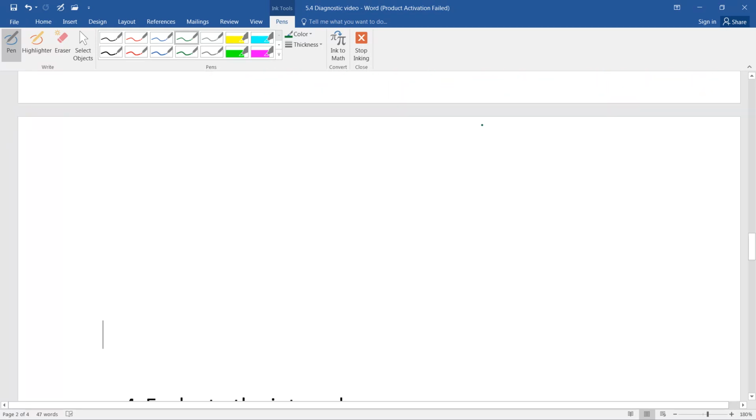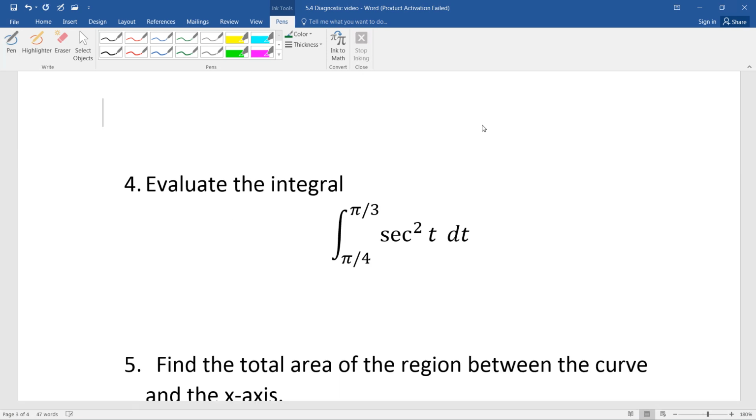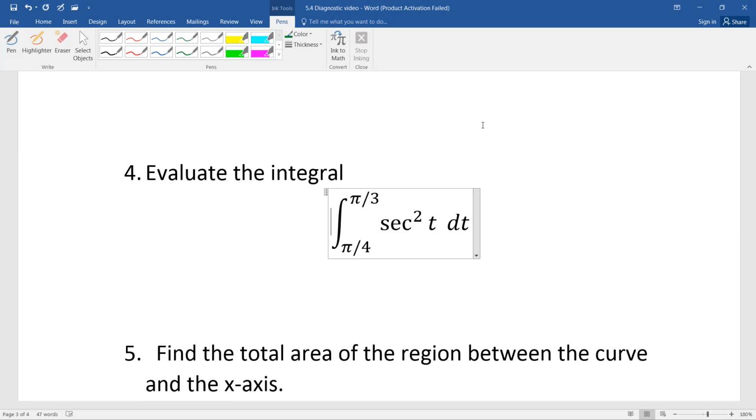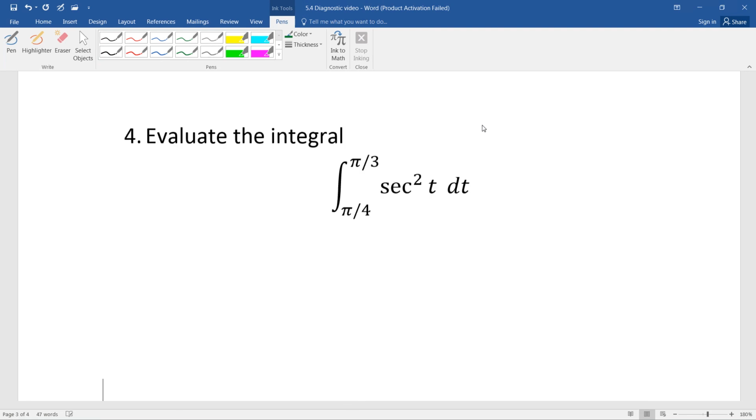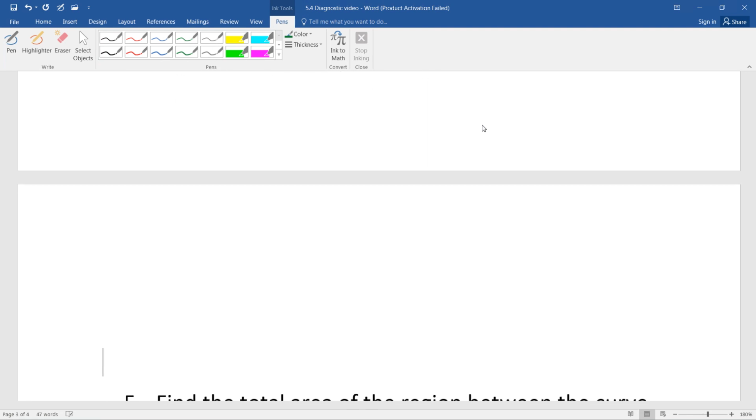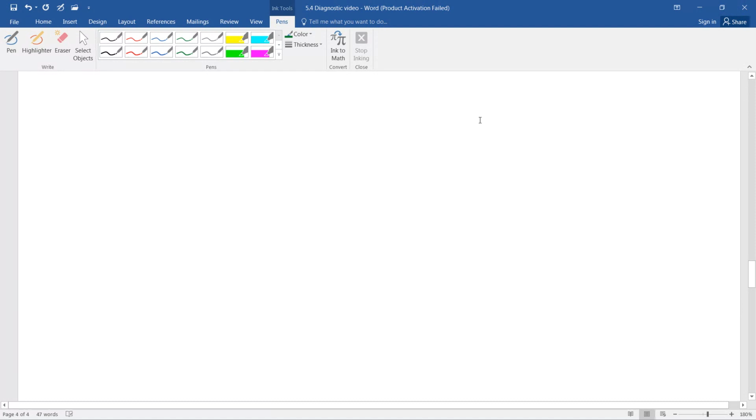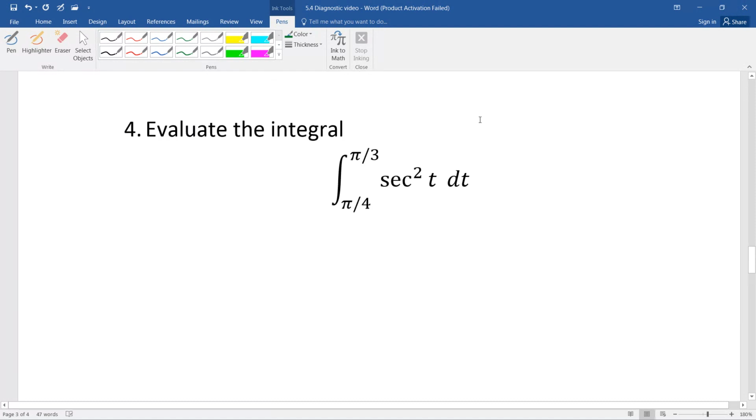Let's look at the fourth problem. Another integral to evaluate. Definite integral, meaning we have limits. We have a lower limit and upper limit. This one involves a trig function, and so we want to recall secant squared of t, that's the derivative of something. And to evaluate this integral, we want to use the antiderivative of this. The antiderivative, so we're looking for a function that has secant squared as its derivative.